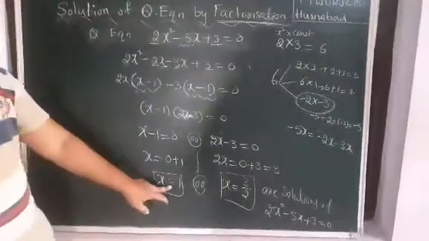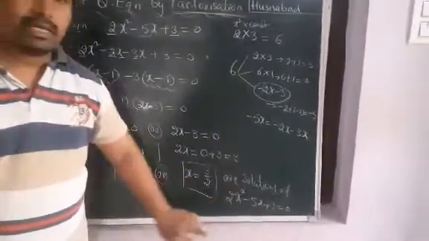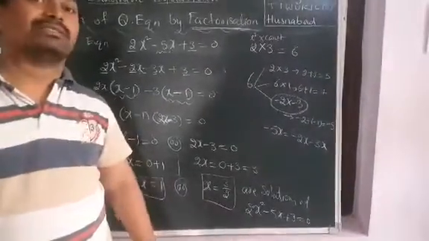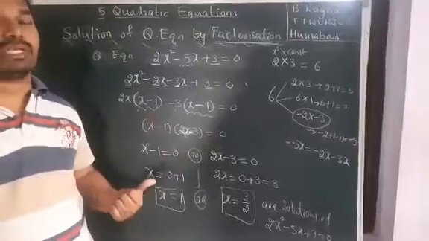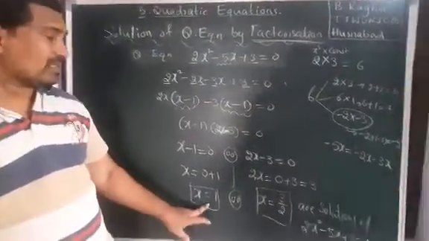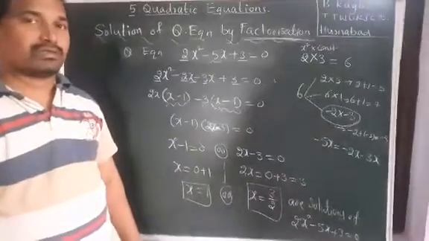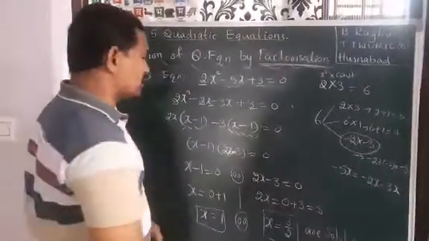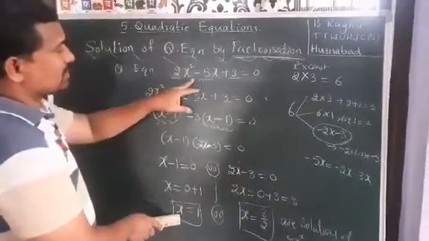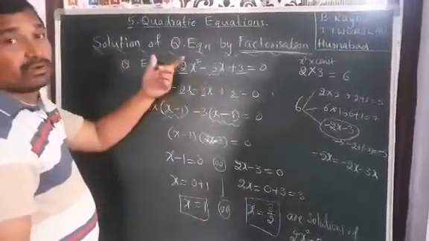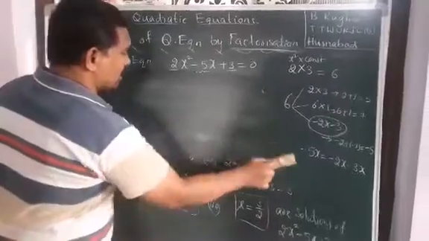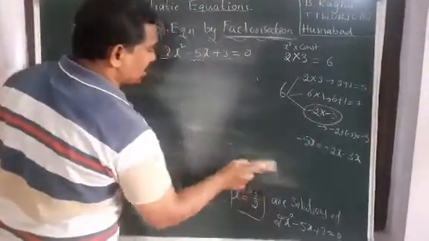Okay, x equal to 1 and x equal to 3 by 2 are the solutions of the quadratic equation. You can check whether these two are correct answers by the substitution method. After getting the answer, if you have doubt, substitute these x values in this quadratic equation, then you have to get 0. Let us see how to verify the given values are solutions or not.